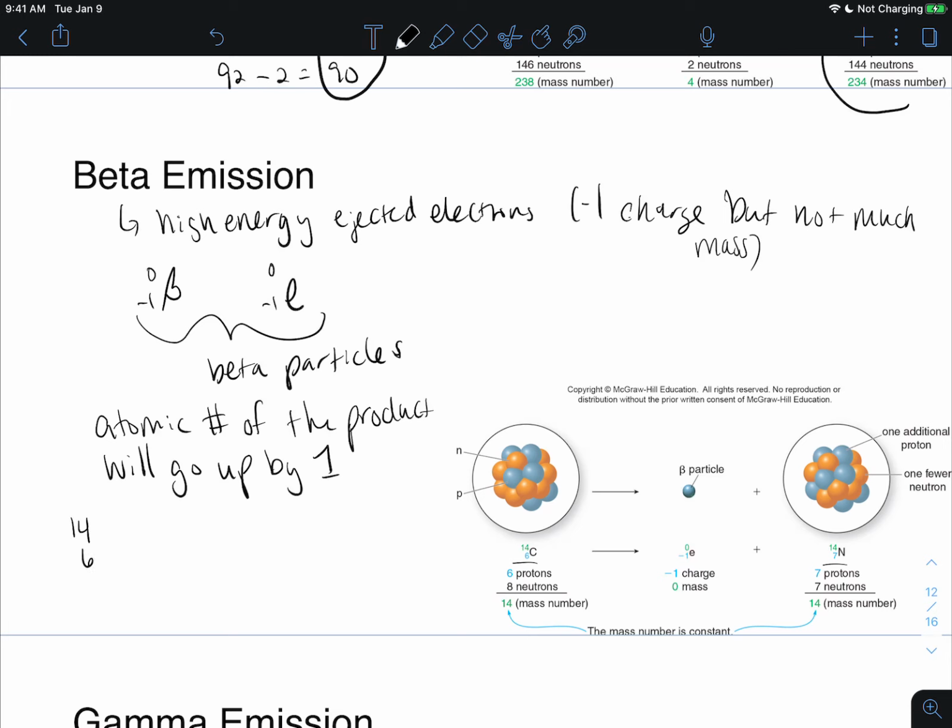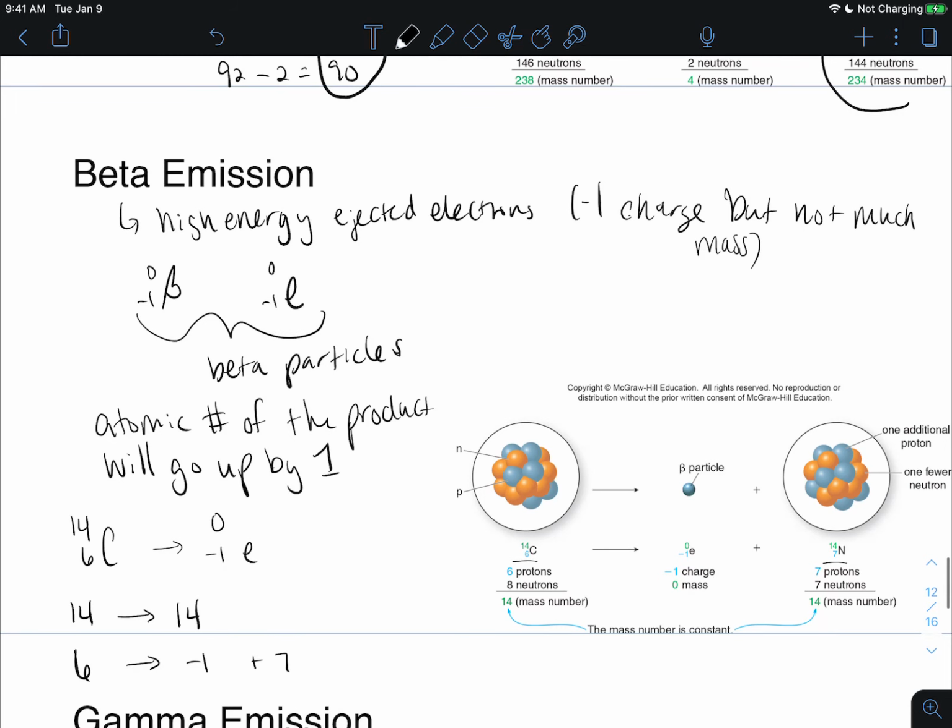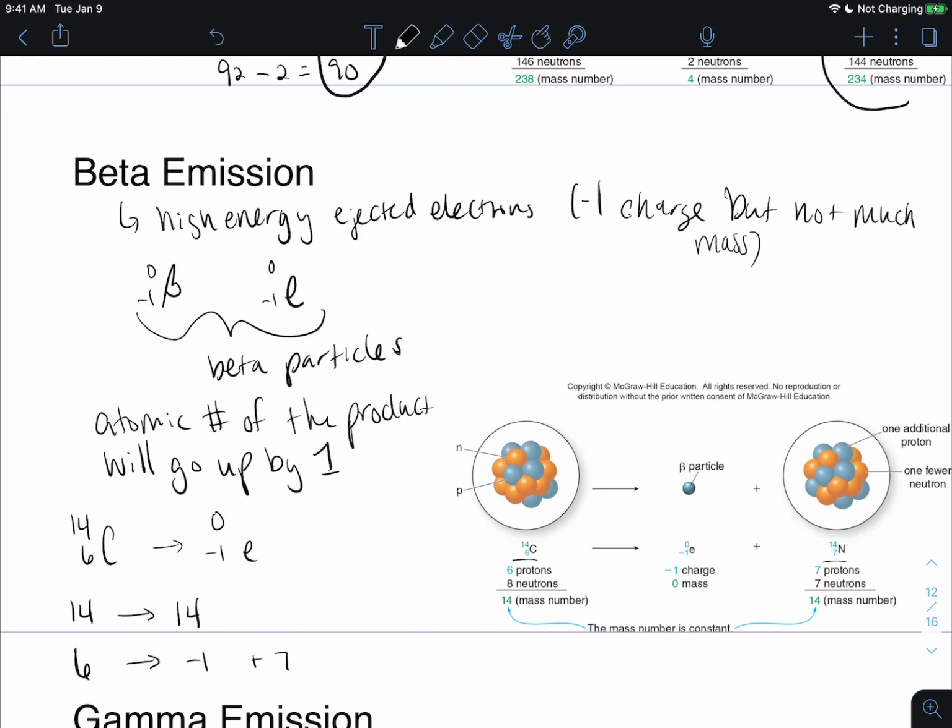So we've got carbon, and as it ejects that electron, nothing happens to our mass number. But over on this side, we have 6. Over on this side, we have -1. So we have to have 7 in order to get 6 on that side. So we're going to go up by 1, giving us nitrogen.